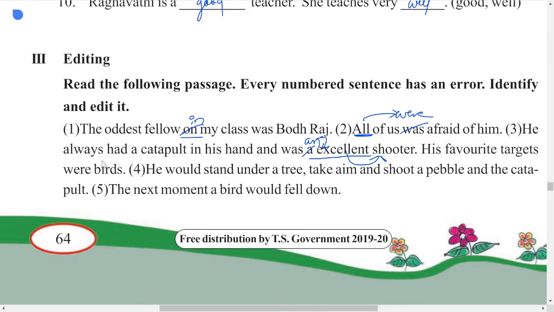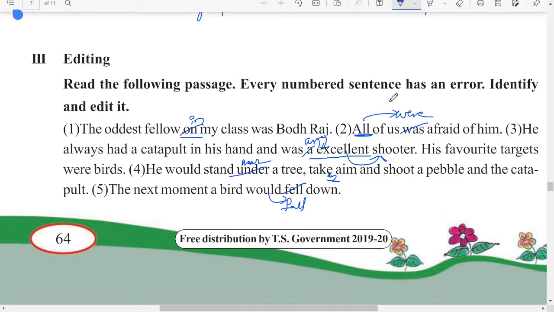Next, his favorite targets were birds. Continuation, that is. Next, he would stand under a tree, take aim, or you can go with take an aim, and shoot a pebble with the catapult can be used. So only one error we can add here. Or he would stand under a tree, or you can also go for near a tree. Okay, not under a tree. Next, the next moment, a bird would fell down. A bird would fall down. Would is followed by verb form 1. Okay, so these are errors you can find.